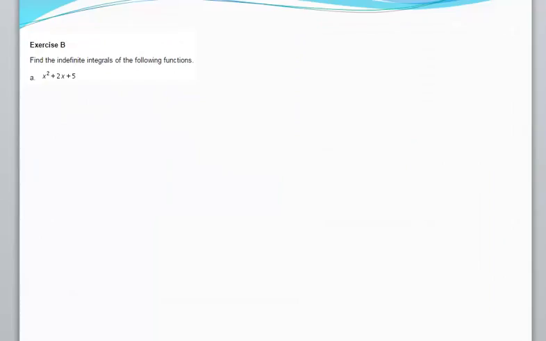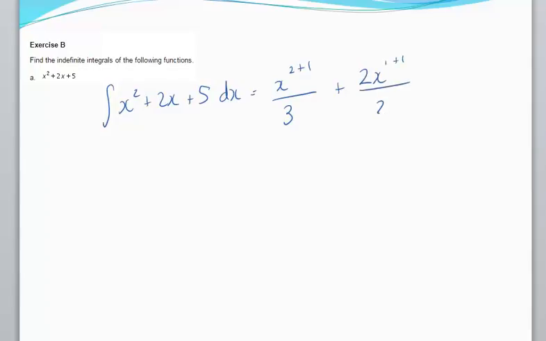So looking at exercise B, we want to find the indefinite integrals of the following functions here. So we have here x squared plus 2x plus 5. So our x squared becomes x to the power of 2 plus 1 divided by that 2 plus 1 is 3. Plus 2x, so it's the power of 1 plus 1 more, divided by here our power is 2. Plus 5x here plus our constant c. So we end up with x cubed on 3 plus here x squared, our 2's will cancel, plus 5x plus the constant c.